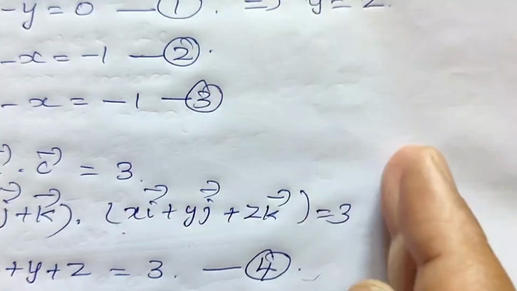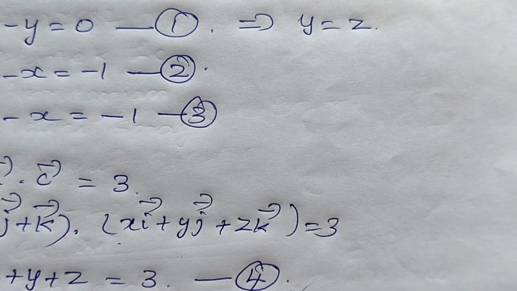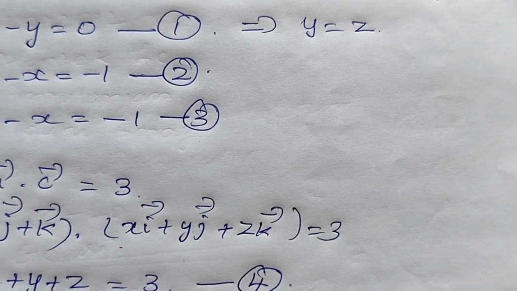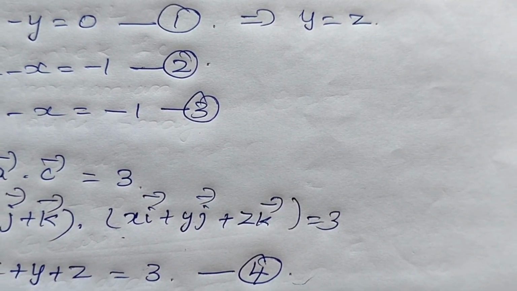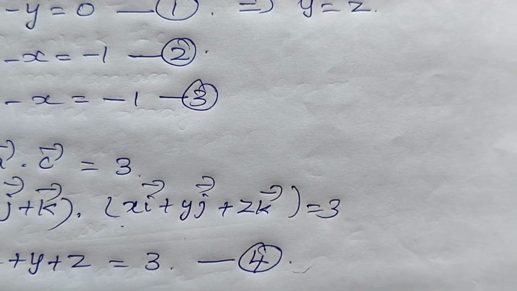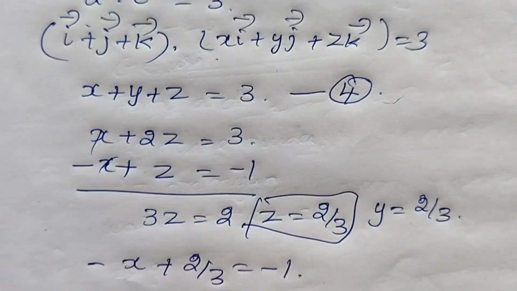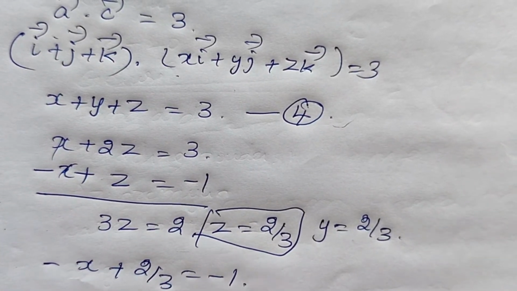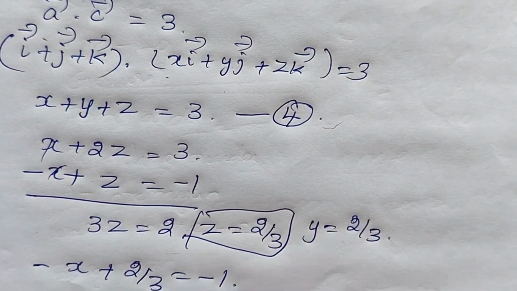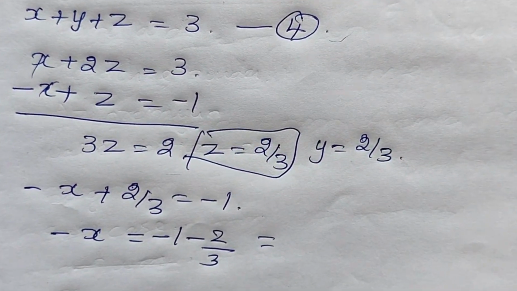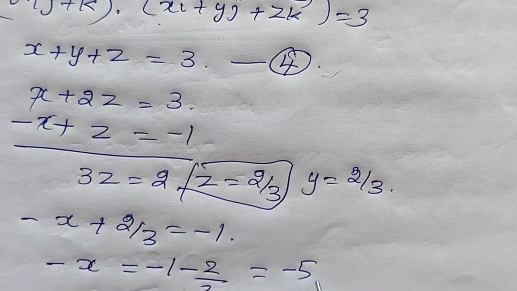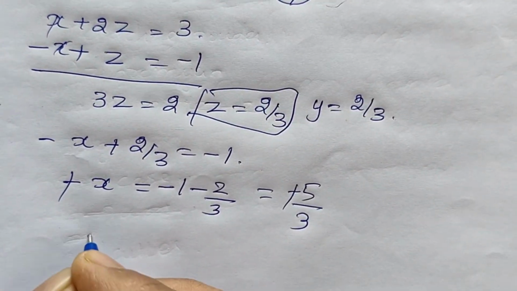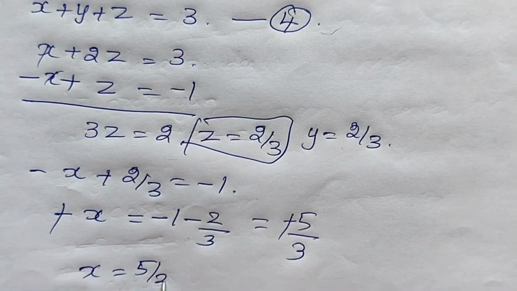Next we have to find x. So we substitute: minus x plus 2 by 3 equals minus 1. Therefore, from this, minus x equals minus 1 minus 2 by 3. So what you get? Minus 3 minus 2, that is minus 5 by 3. Here the minus signs get cancelled. Therefore, x equals plus 5 by 3.